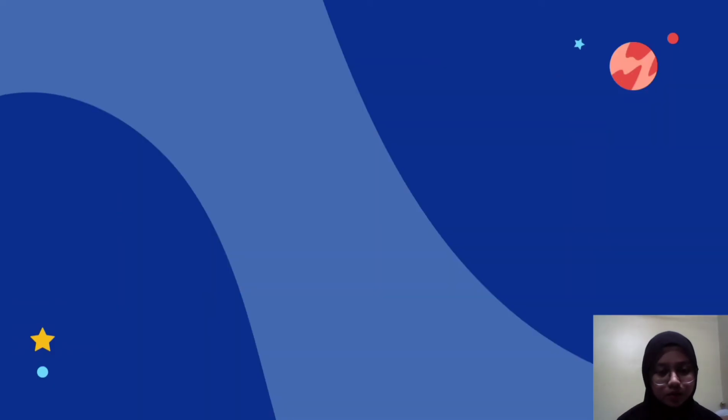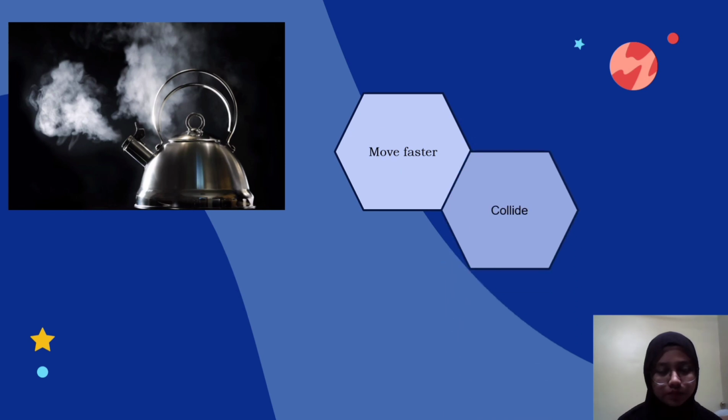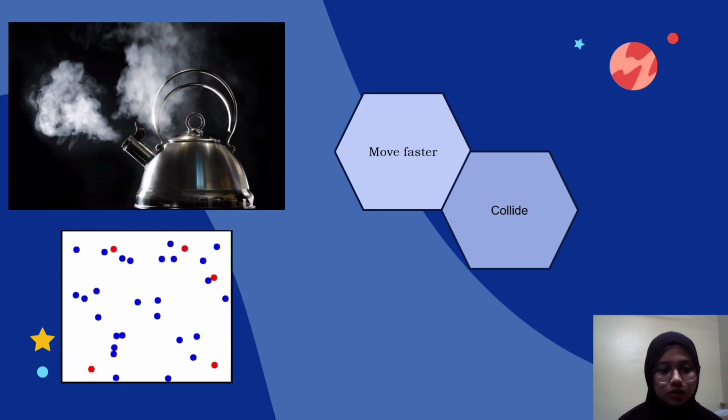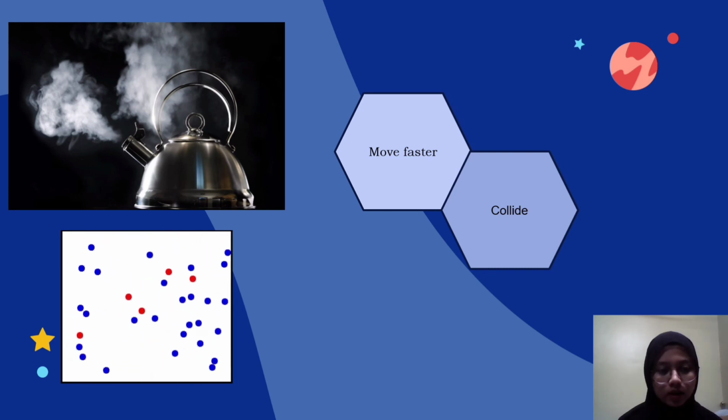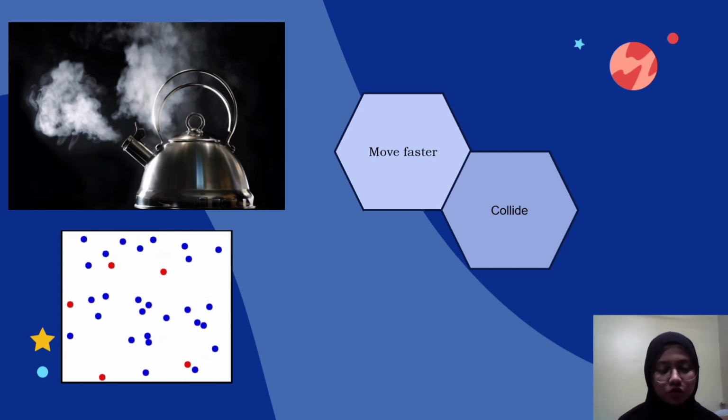The next example of the kinetic theory of gas that we can see in daily life is a kettle when it is boiling water. When the kettle is boiling the water, the gas molecules in the kettle also get heat. When the gas molecules get heat, they receive energy, and this makes them move faster and collide everywhere. This is how the gas molecules in the kettle collide with each other and with the wall of the kettle.